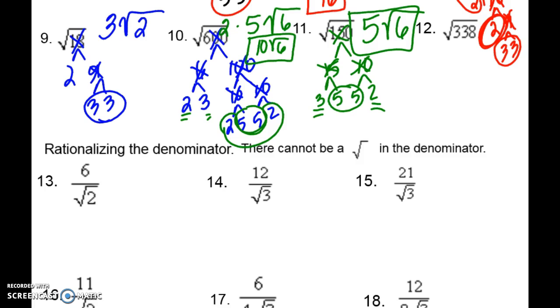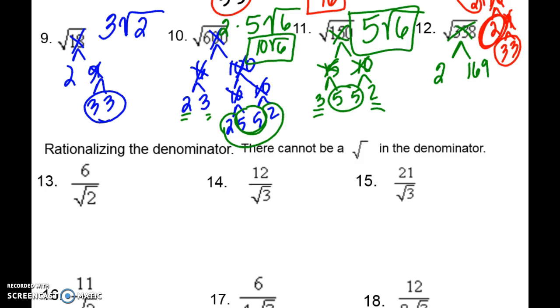Are we okay? Last one for this type. 338. That one was ugly, wasn't it? Can I cut it in half? It's an even number. I should be able to cut it in half, right? So if I divide it by 2. 169.